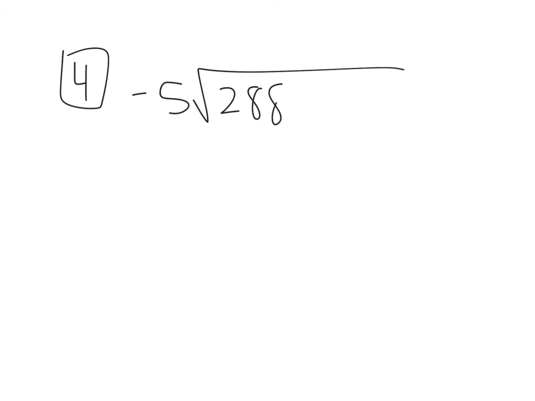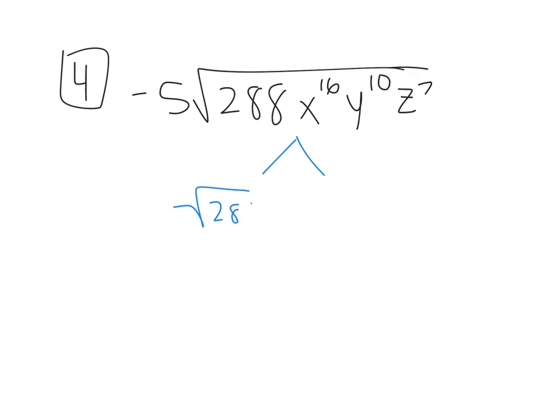And the very last problem here, a little more complicated. Negative 5 times the square root of 288, x to the 16th, y to the 10th, and z to the 7th. I know it's a lot, but take each step one by one and we will get through this. So first things first, let's split this up into numerical versus variables, and we can deal with each of those separately.